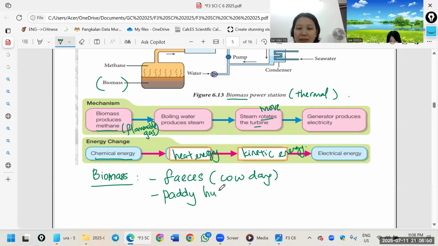For example, our Malaysia got a lot of paddy field. So paddy husks, paddy leaves. We just want the paddy rice. We don't want the husk and leaf.